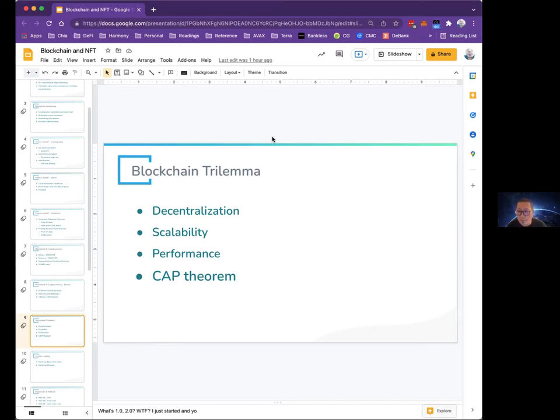It's actually in line with the CAP theorem in distributed systems. It's very close to what the CAP theorem talks about: consistency, availability, and partitioning.